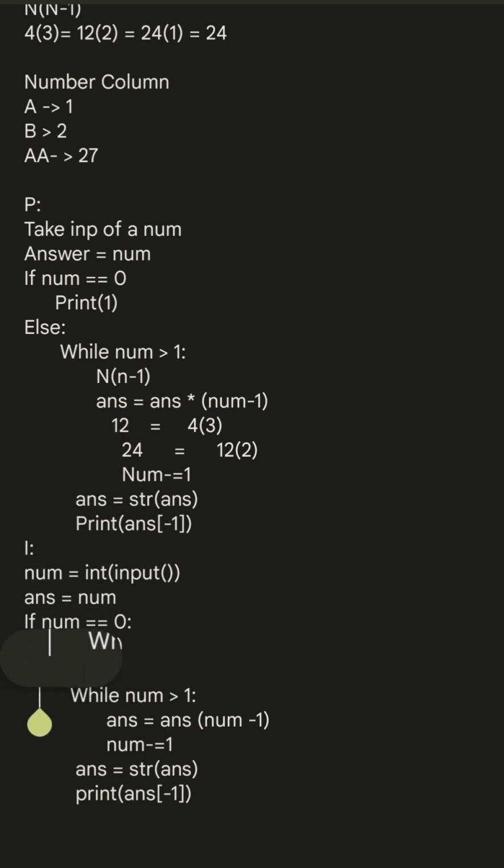Our answer is going to be converted into a string so we can access the element, and then we're going to print out the last element. So if it's 24, we access 4, or if it's 240, we access 0. And that's pretty much the end of this video.